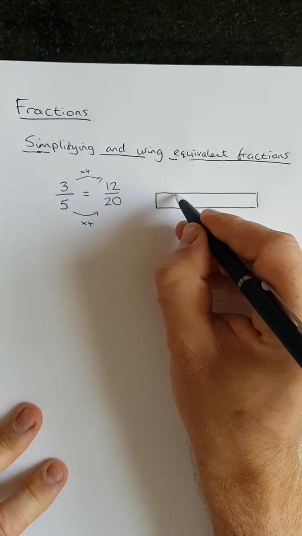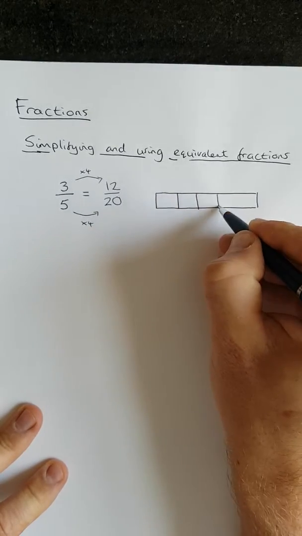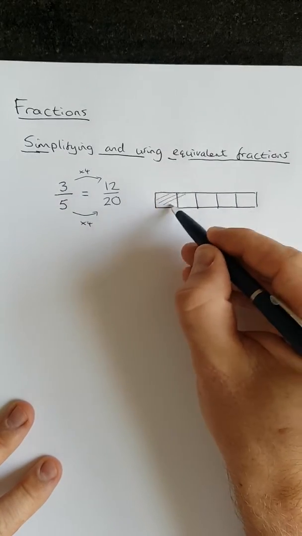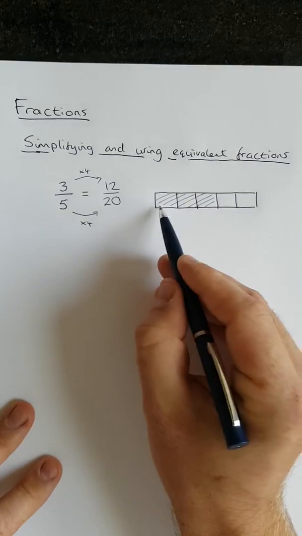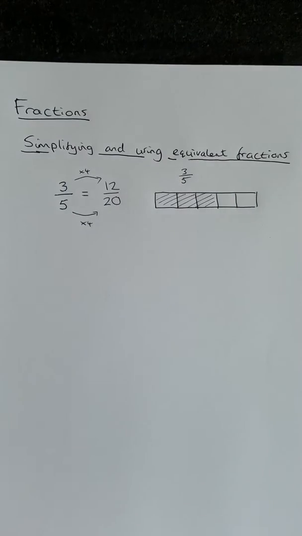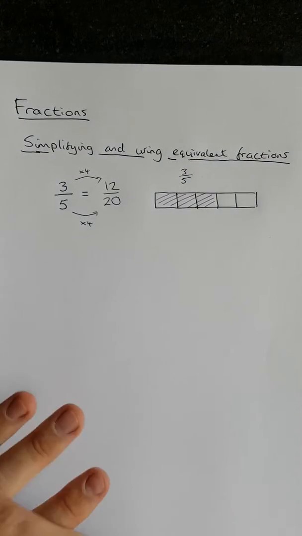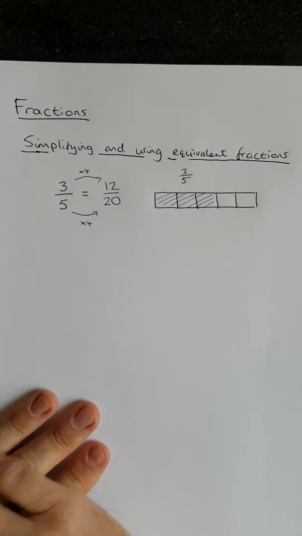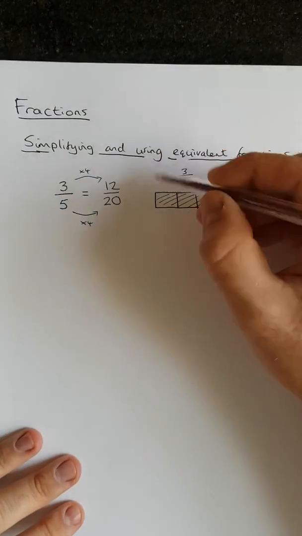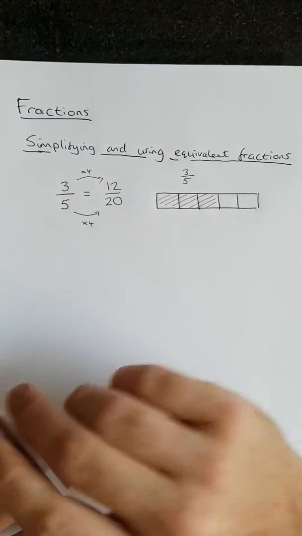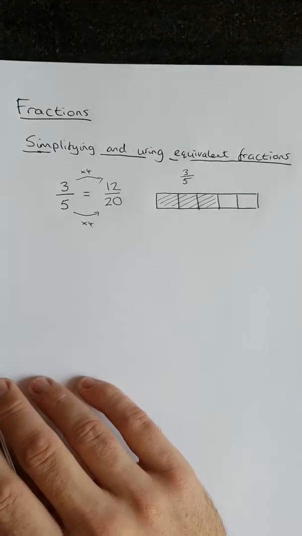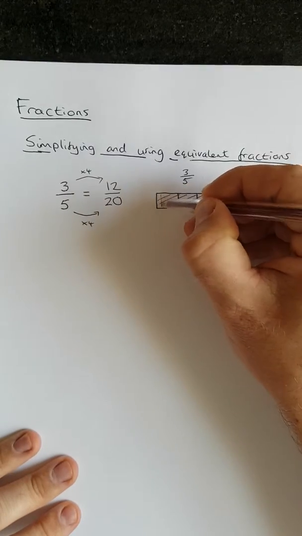Here is a whole one, which I'm going to split into 5 equal sections. And I'm going to colour 3 of those sections. So this fraction here is 3/5. Now, what I'm now going to do is show you how this fraction is equivalent to this fraction. So, multiplying both parts by 4, what does that do over here? Essentially, that means the following.